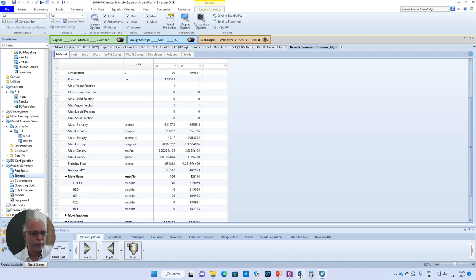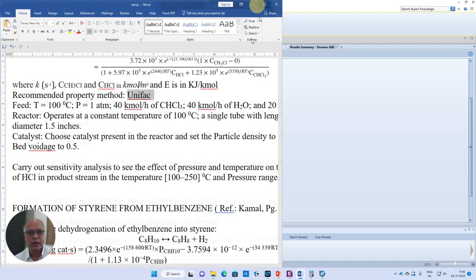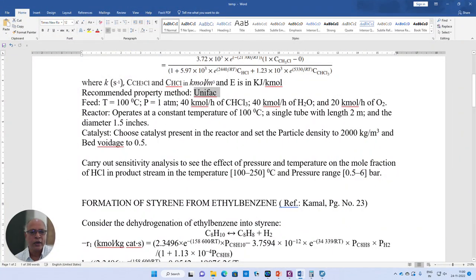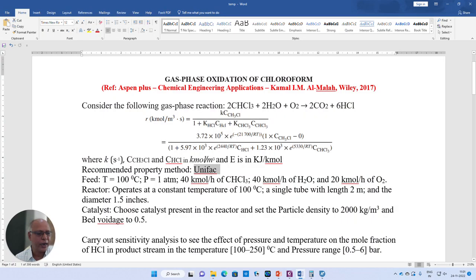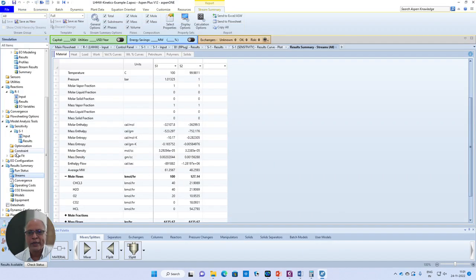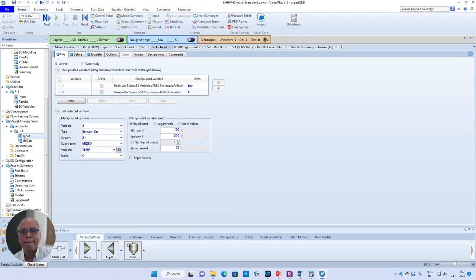Now we were all asked to calculate the sensitivity analysis to see the effect of pressure and temperature on the mole fraction of HCl in the product stream in this temperature range and pressure range. So that I have already created because the problem has terminated. I'm using it from the saved file.